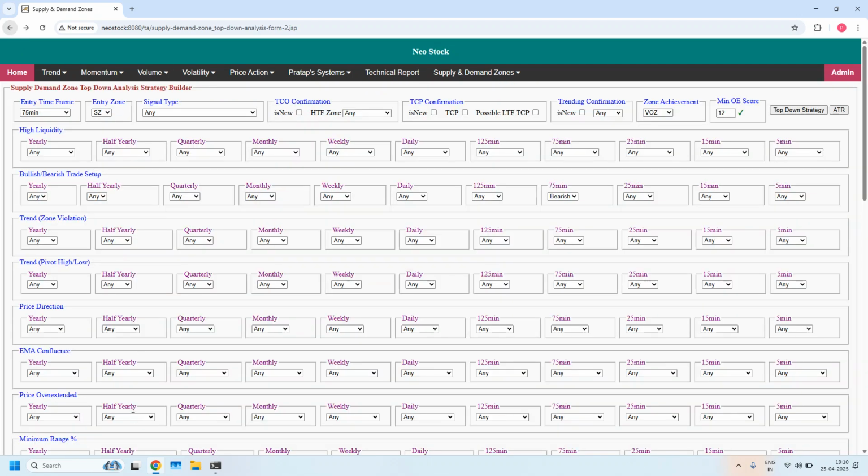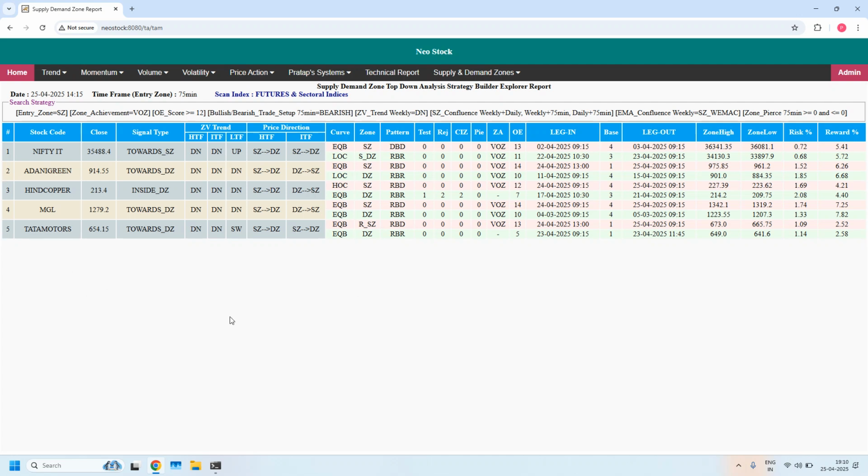Let's filter in the EMA confluence, weekly time frame. I'm checking weekly supply zone having weekly EMA confluence. At the same time, weekly trend should not be sideways. It should be downtrend only because it is a bearish trade setup. So with these filters, we got 5 stocks. So these 5 75-minute supply zones might be having even more high probability to get success.